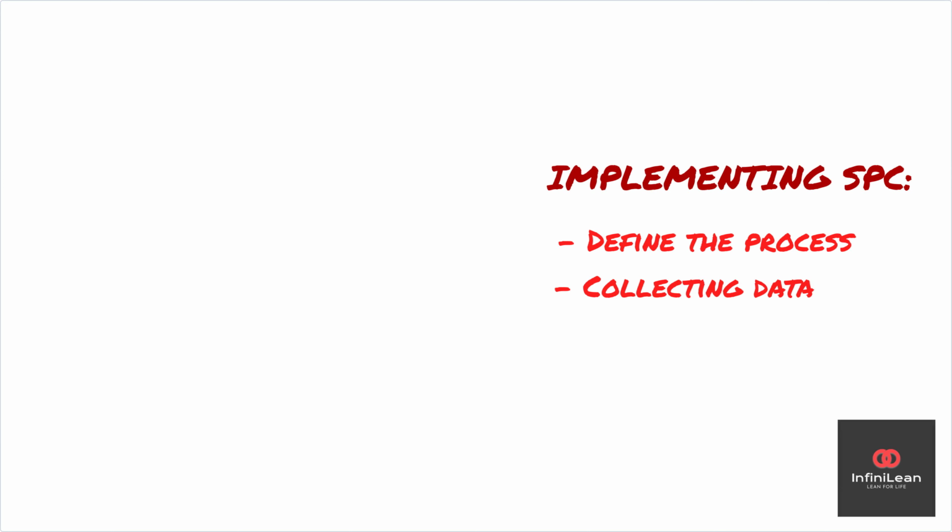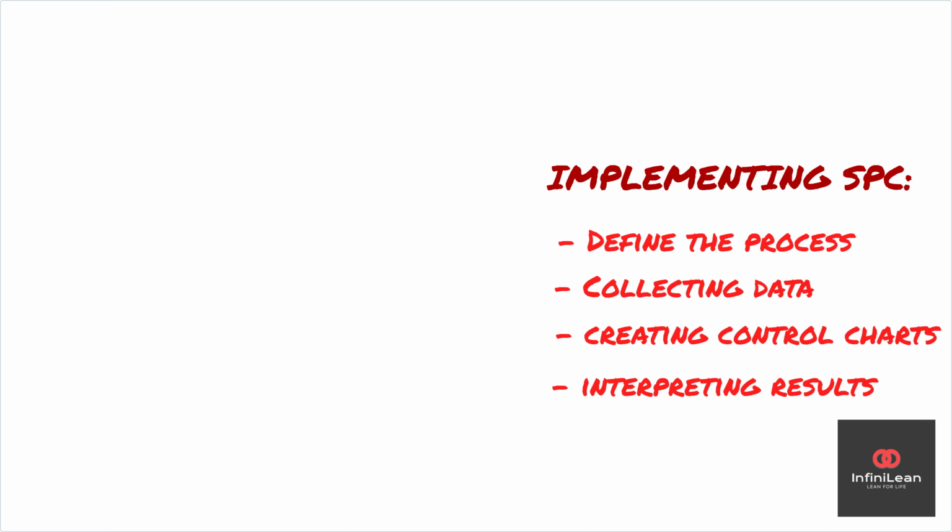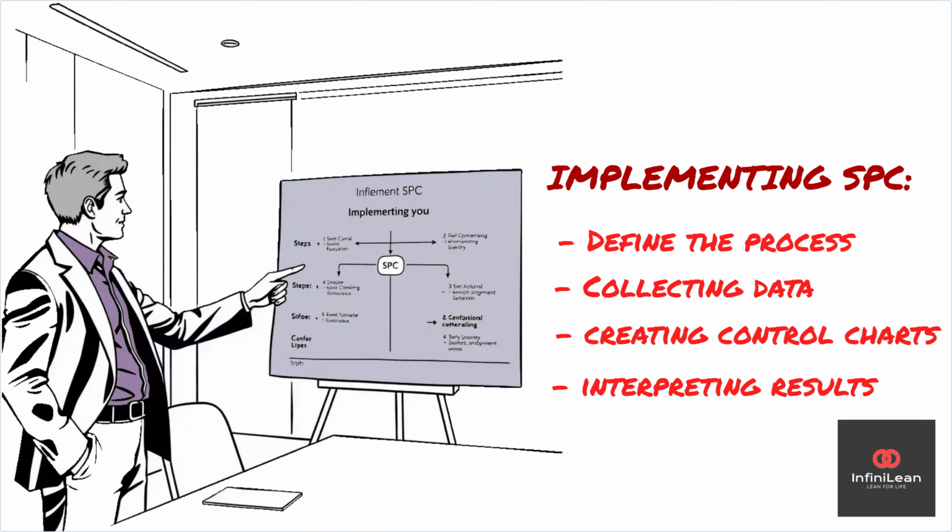Implementing SPC involves defining the process, collecting data, creating control charts, and interpreting results. It's crucial to involve and train the team, promoting a shared understanding of the process and its metrics.